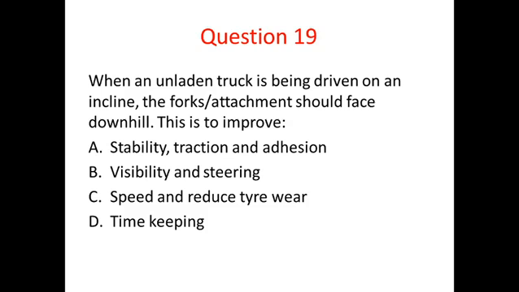When an unladen truck is being driven on an incline, the forks or attachment should face downhill. This is to improve what? So the orientation of the vehicle on a hill is important, but for what reason? And ultimately the reason is the stability of the vehicle.